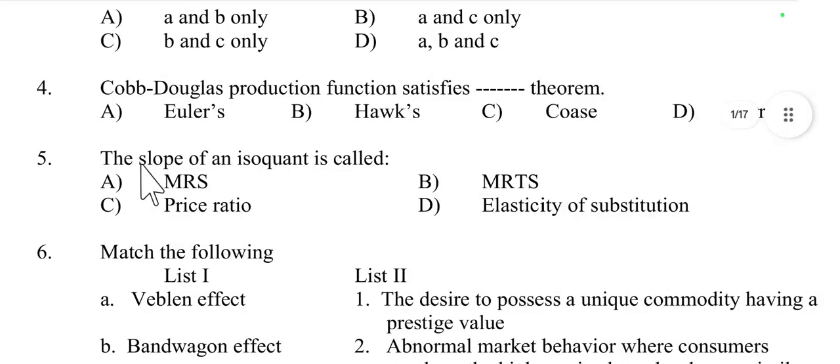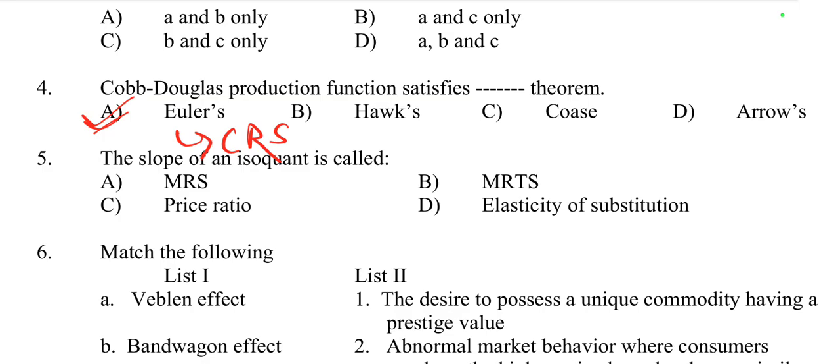Then question number 4, Cobb-Douglas production function satisfies dash theorem. Options: Euler's theorem, Hicks, Cournot or Arrow. So the Cobb-Douglas production function satisfies Euler's theorem. So what is Euler's theorem? Euler's theorem is relevant in the context of production functions that exhibit constant returns to scale. Euler's theorem represents constant returns to scale.